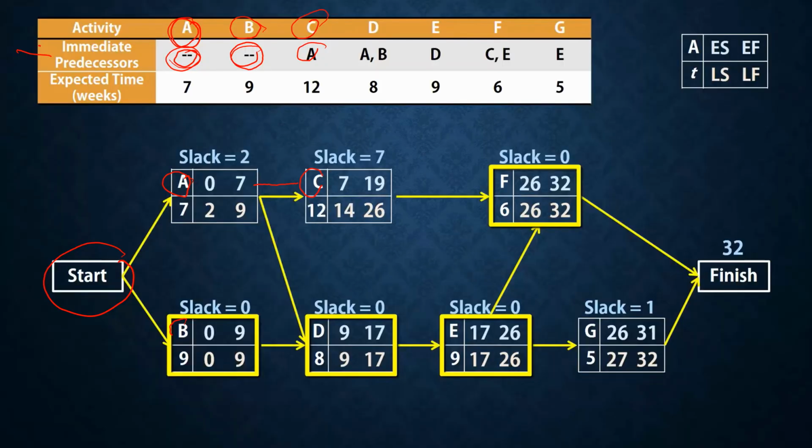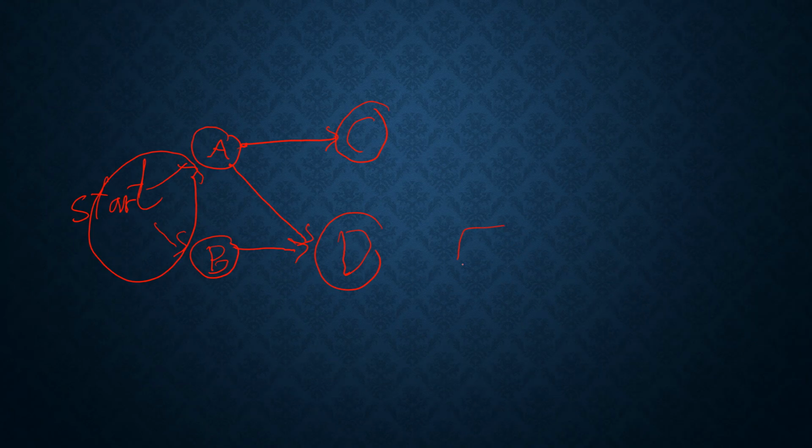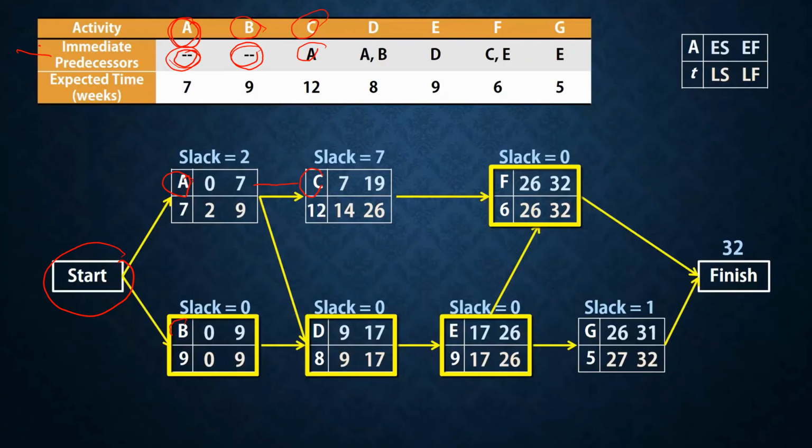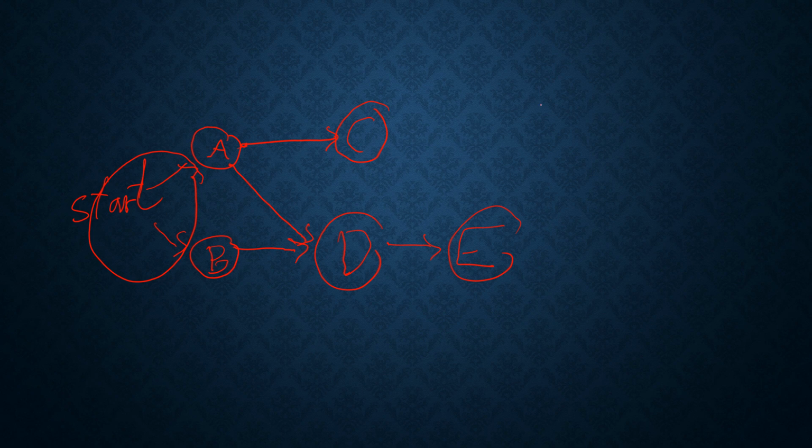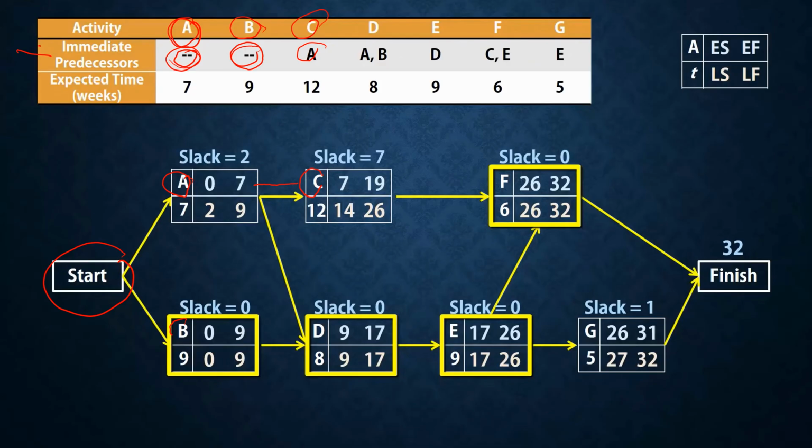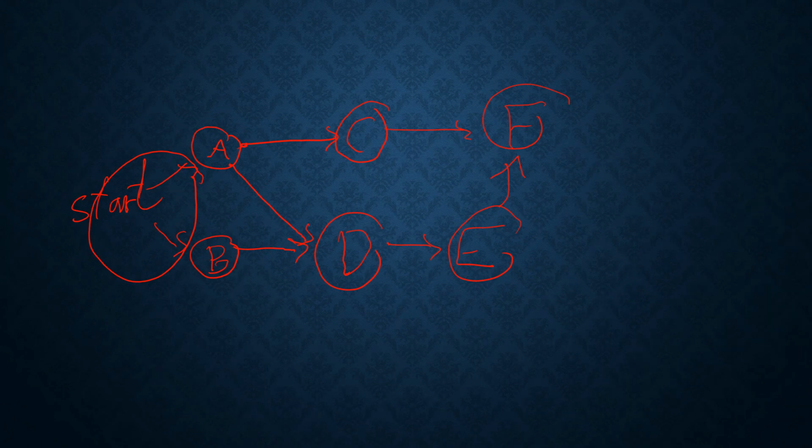E depends on D. Then F depends on C and E. F requires C and E to start. G is dependent on A. G requires A to finish to be started. Then the end of the project.